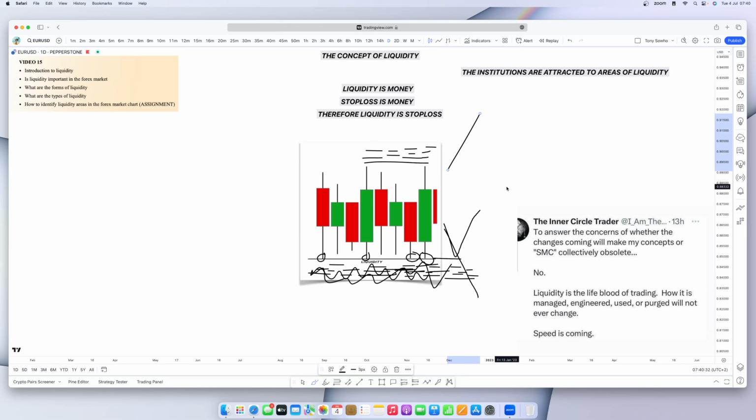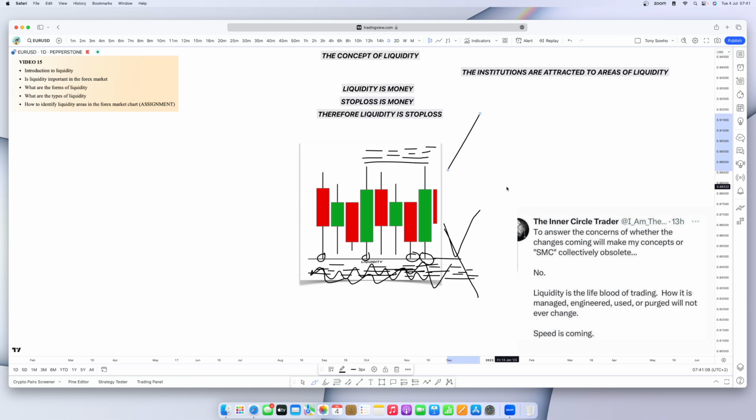collectively obsolete. I think what started the discussion was somebody posting that now that we've entered July, the market is going to change. The Forex market movement is going to change. This and this is going to happen. And then ICT said, to answer these concerns of whether the changes coming will affect smart money concept, no. And he backed up his statement by saying liquidity is the lifeblood of trading. Just like we humans cannot do without blood in our body, the Forex market cannot do without liquidity.